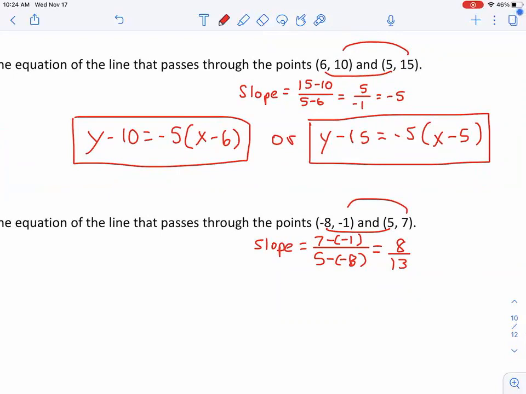So to write the equation, if I use this point, I'm using -8 as my x and -1 as my y. I would do y plus 1, because it's minus -1. So y plus 1 equals our slope, which is 8/13, times x plus 8. That's it. We are done.